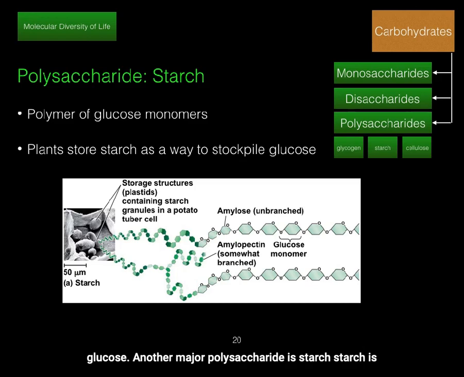Another major polysaccharide is starch. Starch is a polymer of glucose monomers as well. Plants use starch to store glucose for energy.